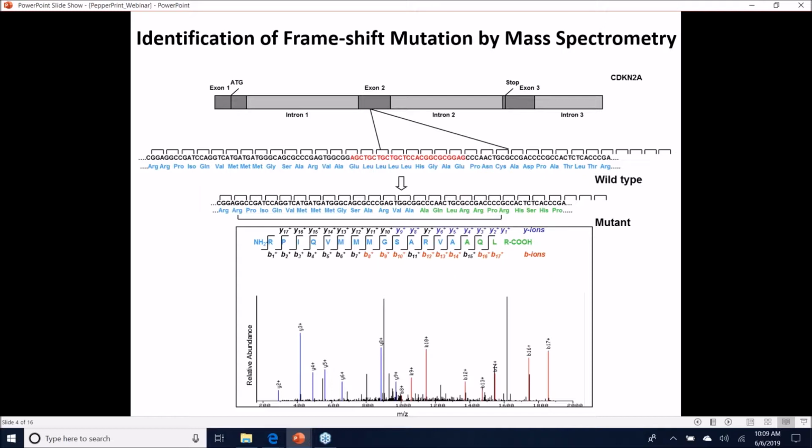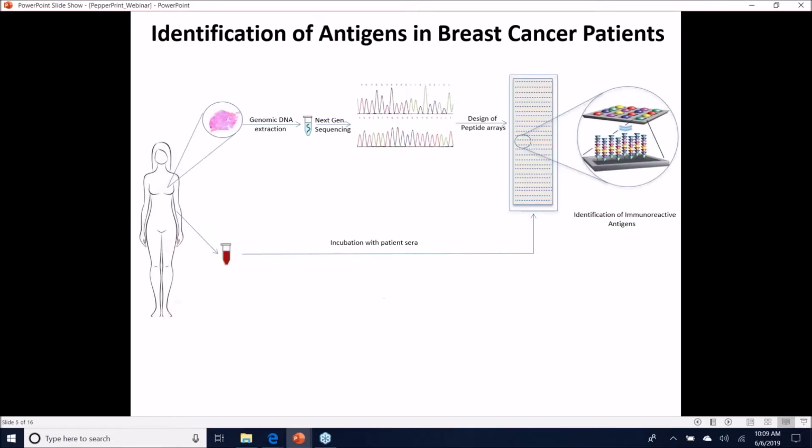Now, these mutations are expected to be present only in the cancer cells. So then it becomes logical that we should be using those as targets to either diagnose or develop therapeutic strategies to target these tumors. So how do we do that? Well, that's where the PEPperPRINT Peptide Microarray comes in.